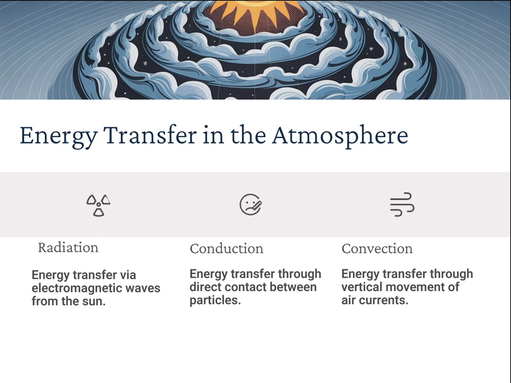Now, let's talk about how energy moves through the atmosphere. There are three main methods of energy transfer: radiation, conduction, and convection. Radiation is how energy travels from the sun to Earth. It doesn't require particles or a medium. It moves through space via electromagnetic waves. Think of sunlight warming your skin.